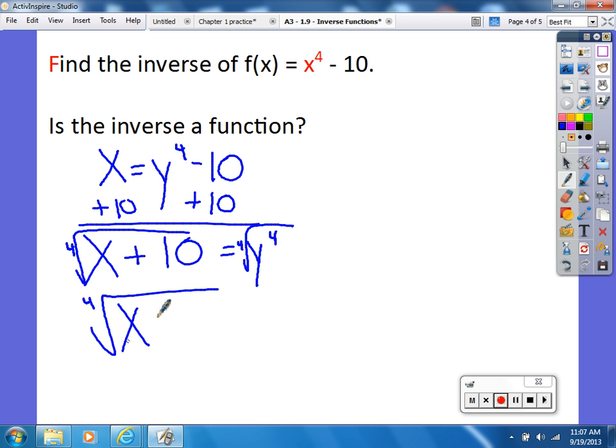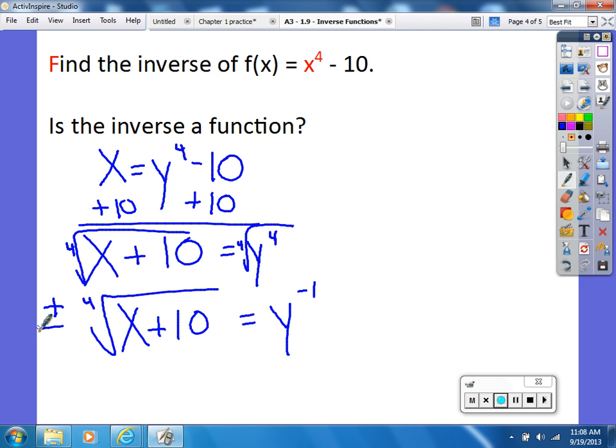So here's my answer. Is that my answer? Is it? Something's missing. It's missing a plus and a minus. Why is it missing the plus and a minus? Because I took the fourth root. I took an even root. Anytime you put an even root somewhere, you get a plus or a minus. Odd only has one root. So even, you always get two. A plus and a minus.